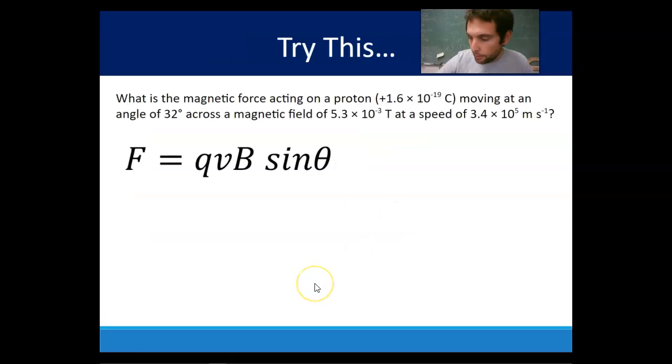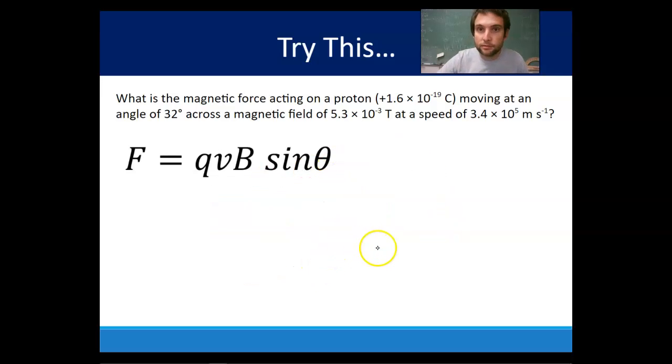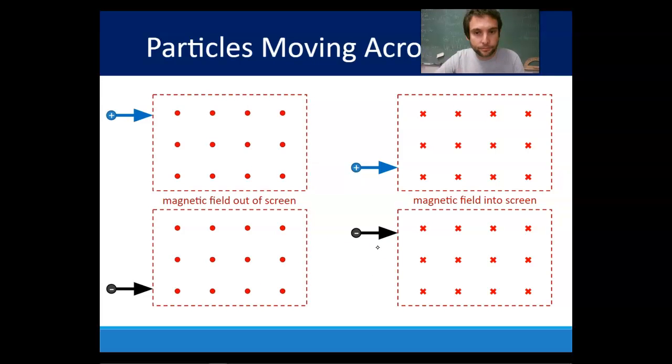Try it out for yourself. Pause this video. Pretty easy. We don't have to move anything around. We don't have to do any of the substitutions. We've already done the substitutions. So I'm just going to not write every single number here. I believe you are smart enough to figure this one out. 1.5 times 10 to the negative 16 newtons. Did you get it? I hope so.